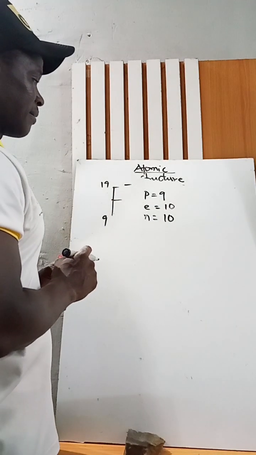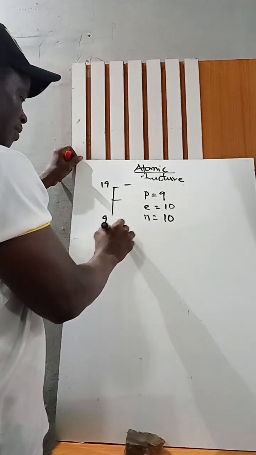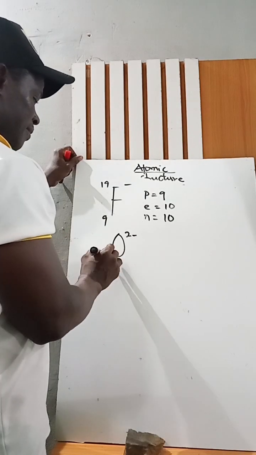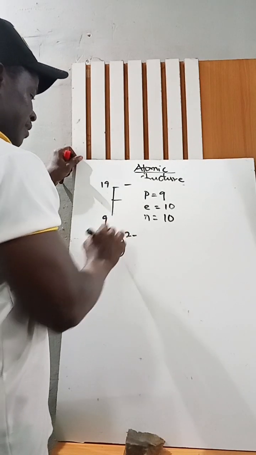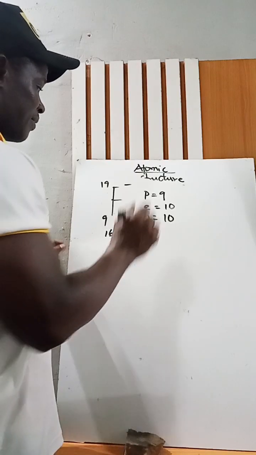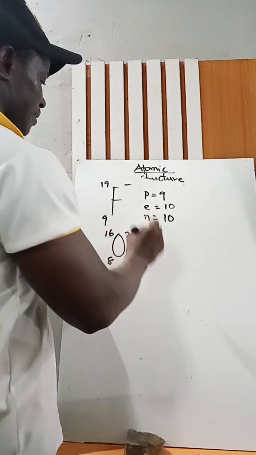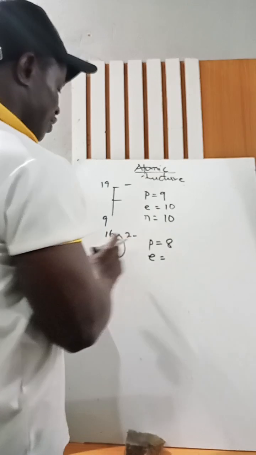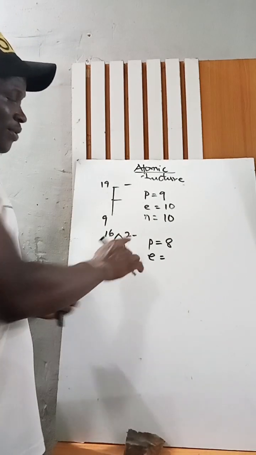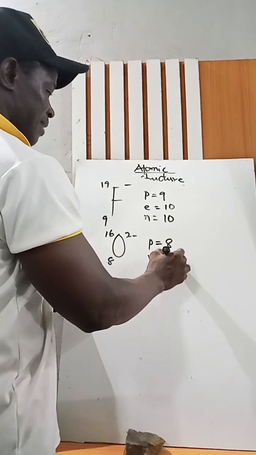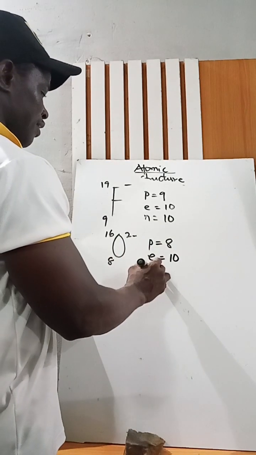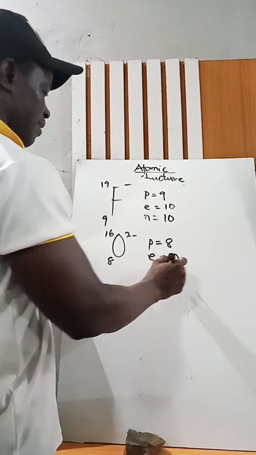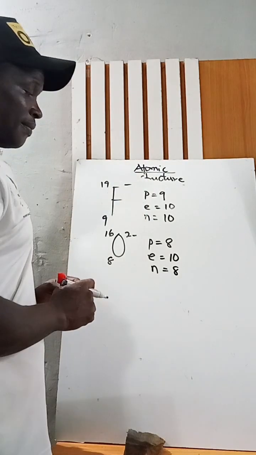Okay, that's that. Now here we go. Look at oxide ion, 8 and 16. Proton does not change, that's 8. Electron is gaining 2 electrons. Add it to it, that is 10. And then the neutron number is 16 minus 8, that is 8.